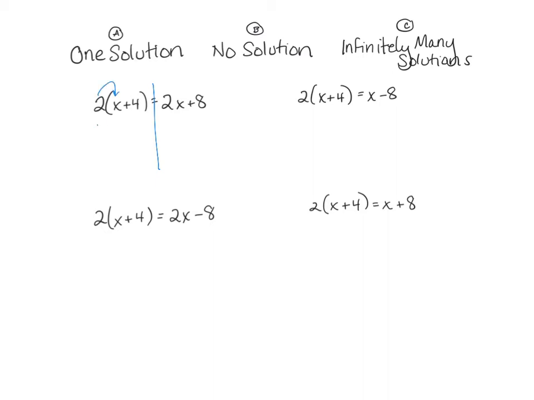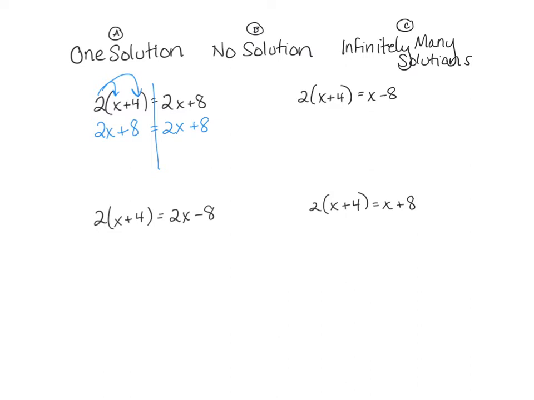I have 2 times x, which is 2x, and I have 2 times 4, which is positive 8. I'm going to bring down equals 2x and then my plus 8. Now, are you noticing anything about what our equation turned into? Hopefully you are. Do you see that the left-hand side is the same as the right-hand side? So what do you think is going to happen as I try to whittle away, isolating my variables to solve this equation? Well, let's see.